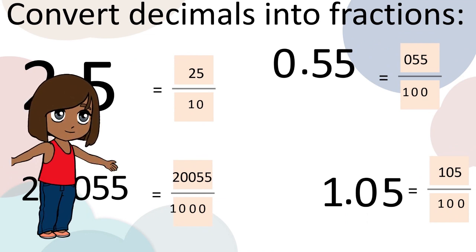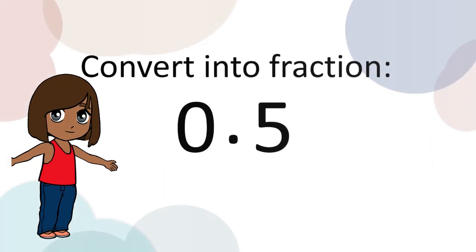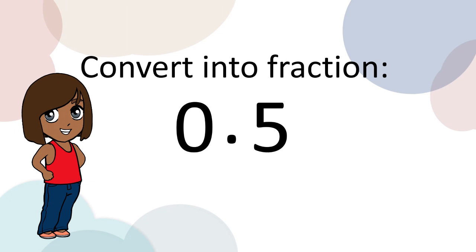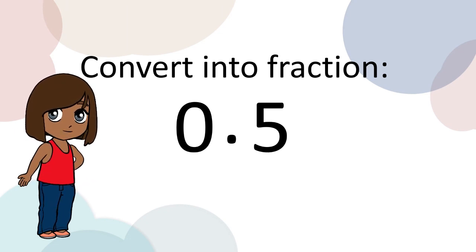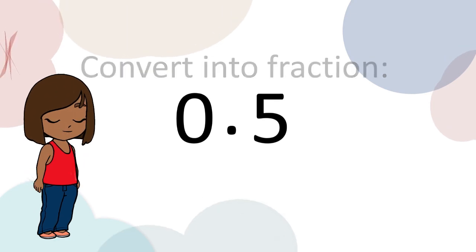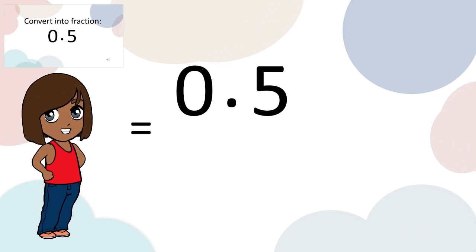Let's solve some examples. Let us take an example 0.5. To convert it into a fraction, take note of how many digits are after the decimal. Here 5 is the only digit after the decimal. Let's convert it into a fraction.